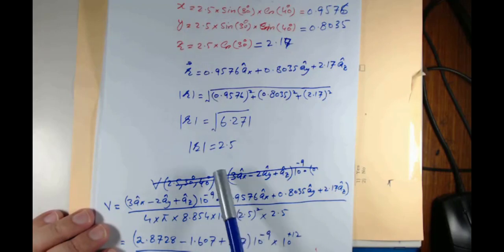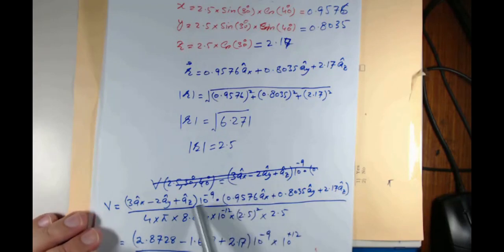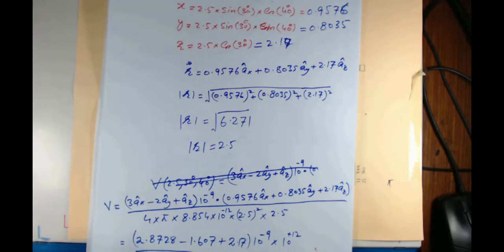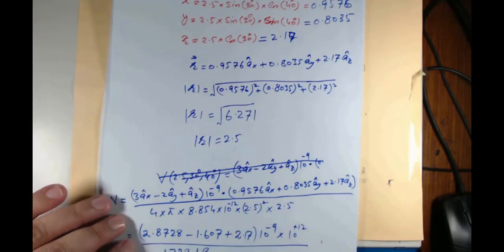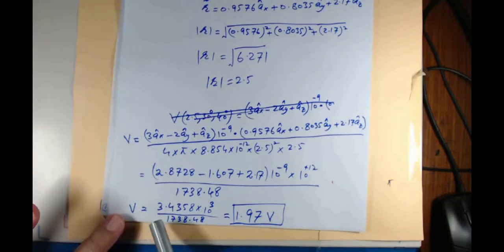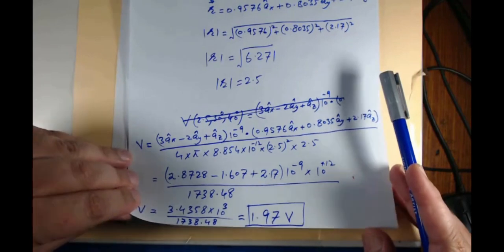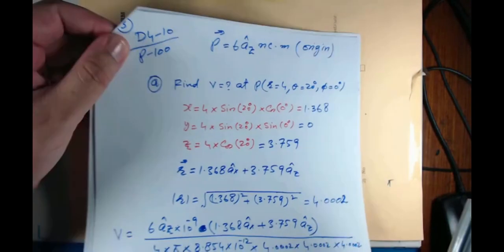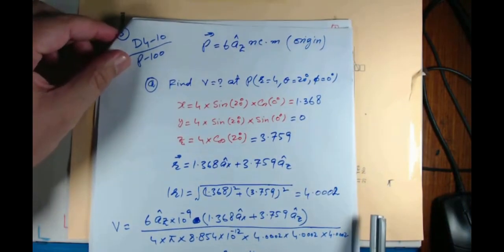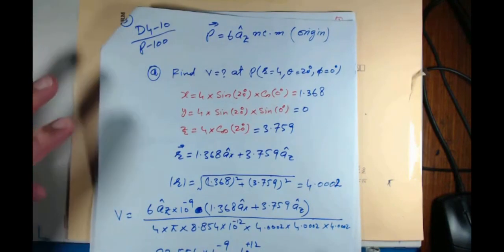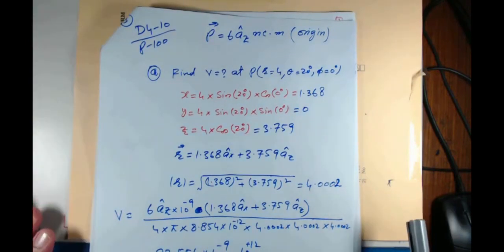The magnitude of r, small r, is 2.5. So after simplification, we get 1.97 volt, which is exactly similar to the answer given in the book. Now let us apply the same expression or formulas which we have obtained for an electric dipole that was aligned along the z-axis.